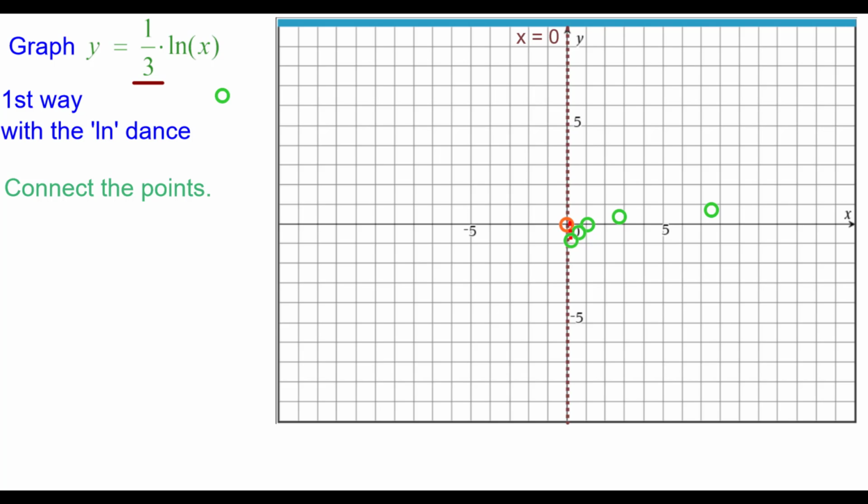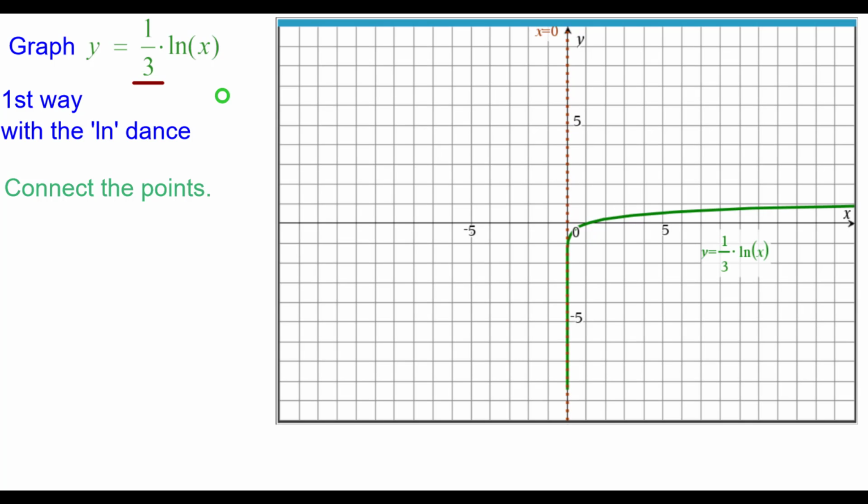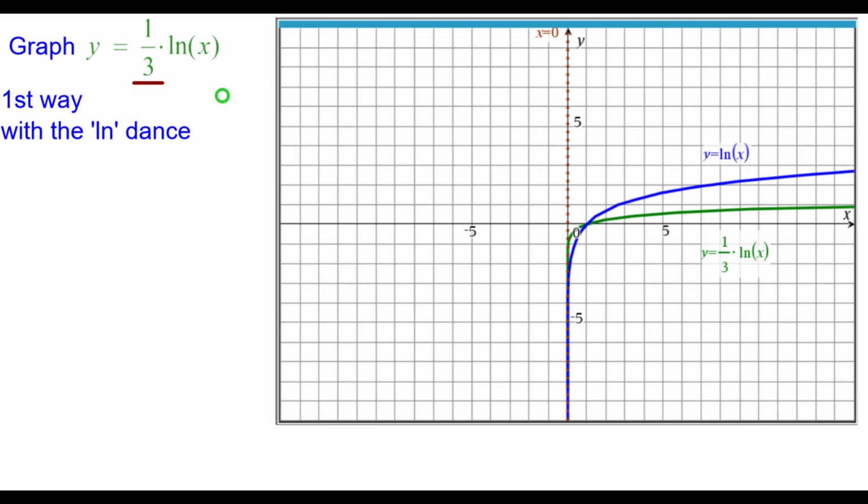Go ahead and connect the points using the asymptote as a boundary line, and compare it to the blue parent function. You can see that the y values in blue multiplied by 1/3 are the green y values, not just for these points, but for all points.